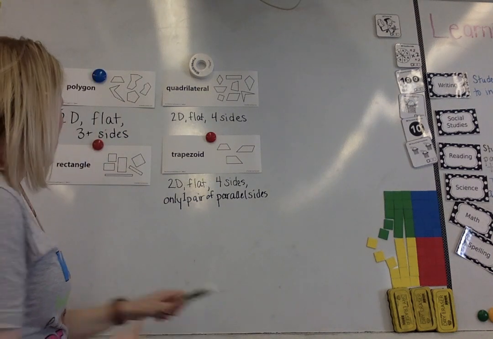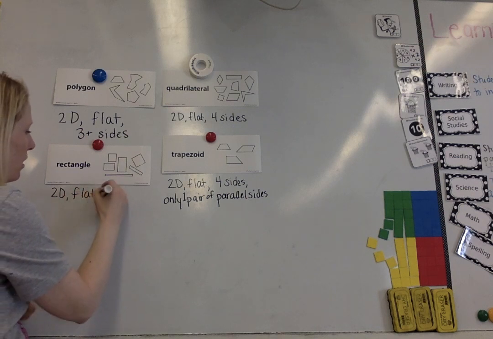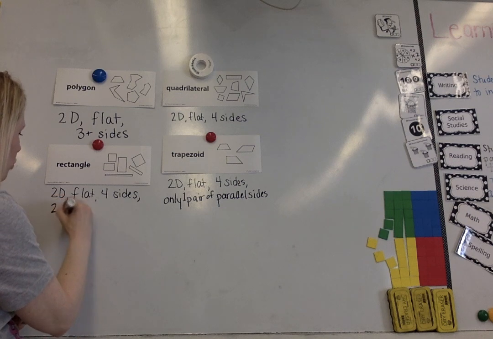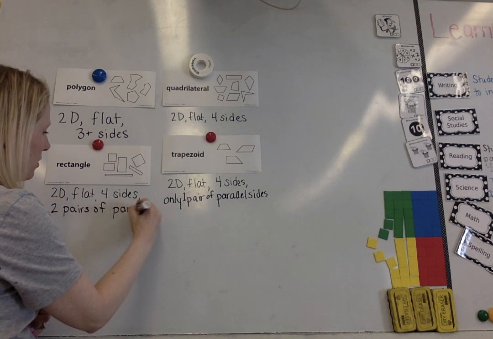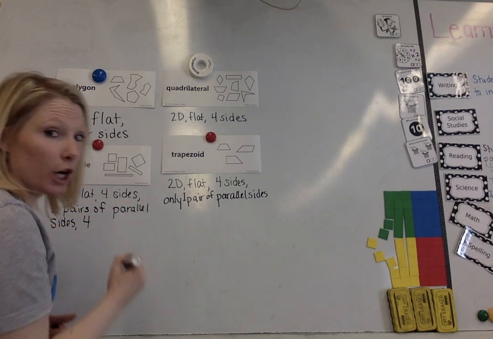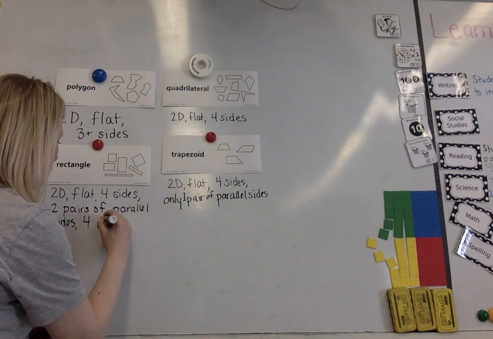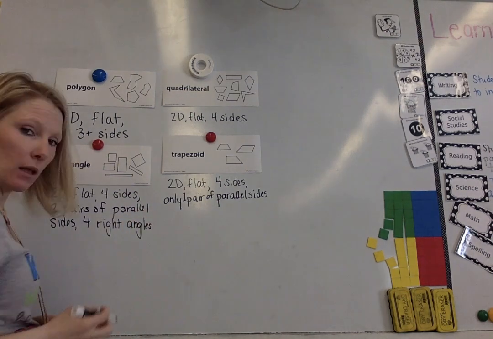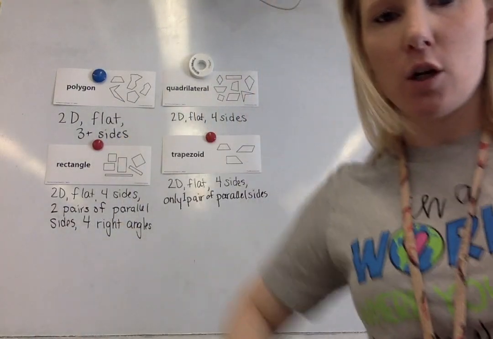Okay, so rectangle, 2D, flat, same with all of them, 4 sides. Has to have 2 pairs of parallel sides and 4 right angles. Remember, it makes that L, the 90 degrees. 4 right angles. Okay. 2 shapes left, friends. 2 shapes left.